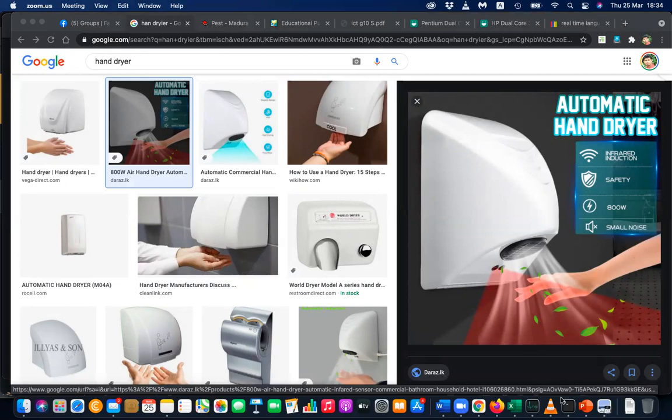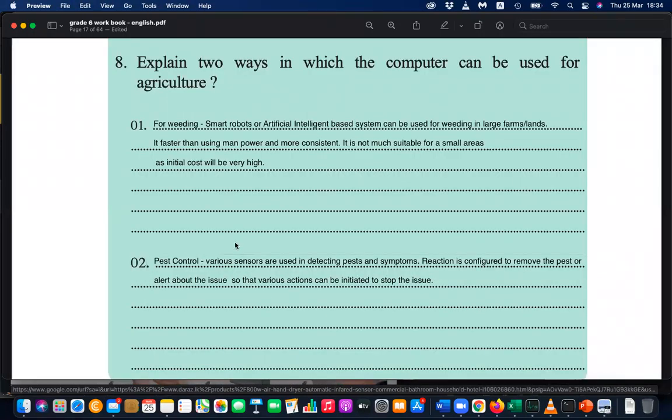So anyway, here also in the agriculture, in the pest control also, various sensors are used because it has to sense, it has to see whether there's a pest, a possible pest, or some kind of symptom. If it is there, it will quickly look into that and alert, hey, there's a pest. Not by shouting anyway. It will alert the people who control the area. And in a more advanced system, it can maybe stop the pest, or it can remove or kill the pest.